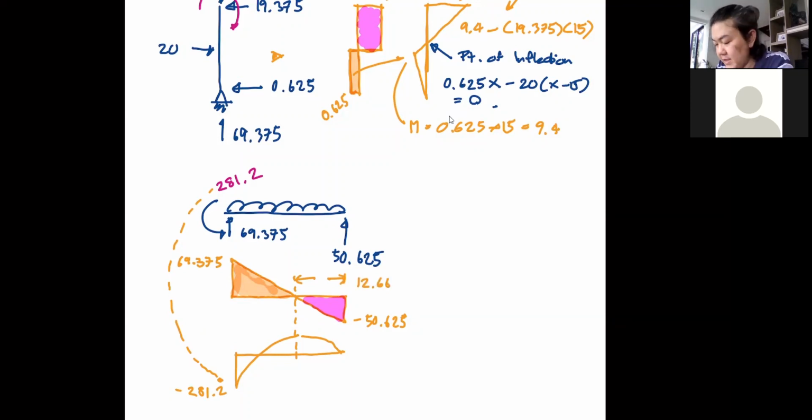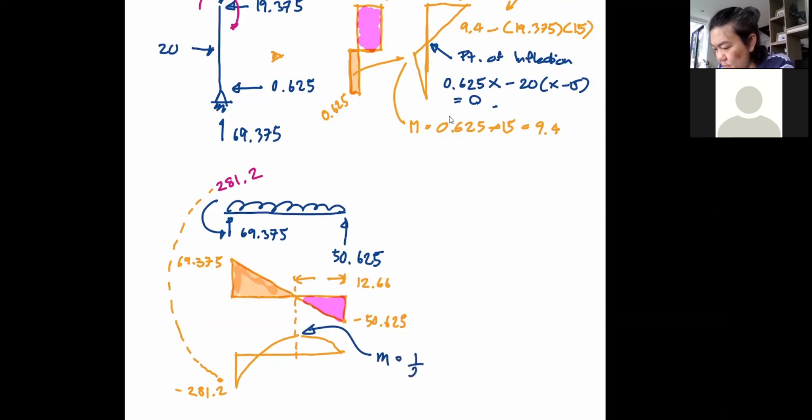You can also calculate this positive moment by using the pink area right away. It's easier, but you always should check every time you have the opportunity. Okay, so the moment here, you can use the pink area to calculate.